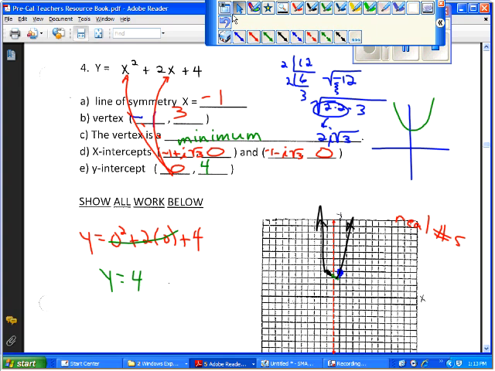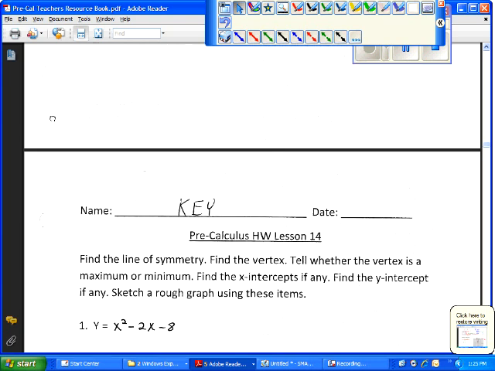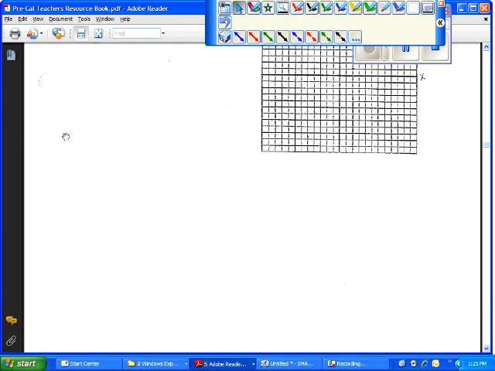Any questions on through number 4? Okay? Was that the last one? That's it. All right. Well, you can begin the work on that. Hope you do well.